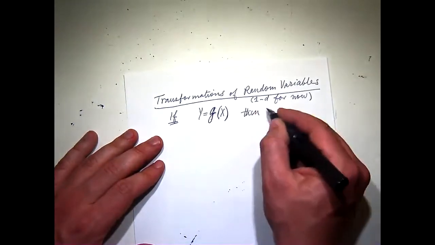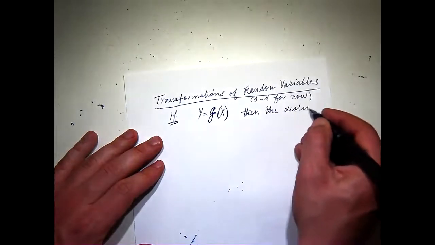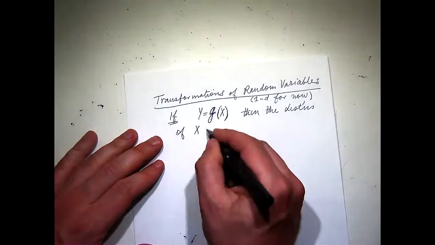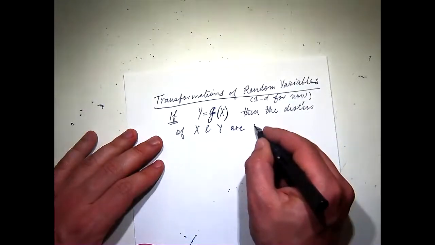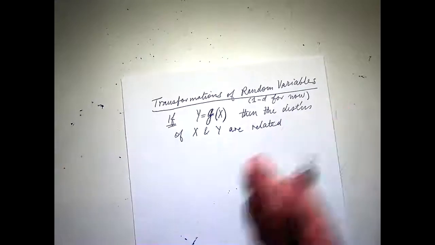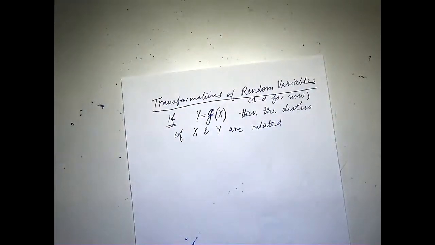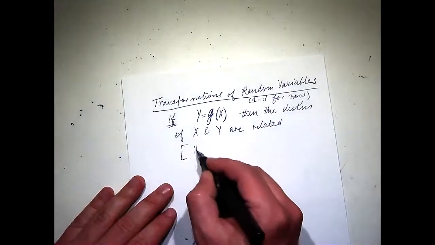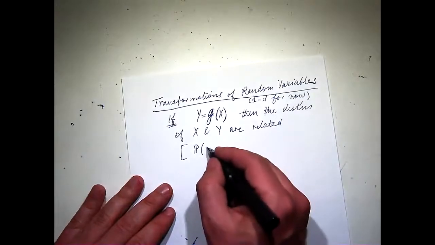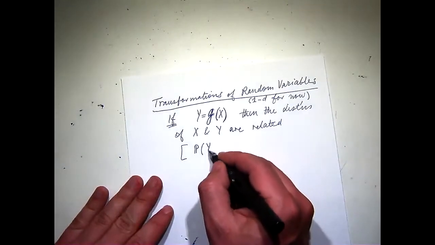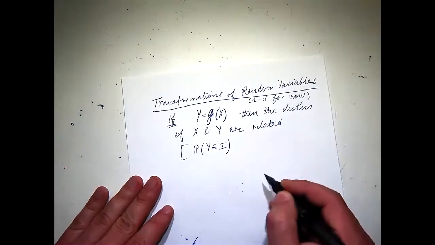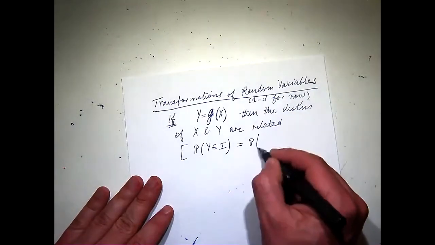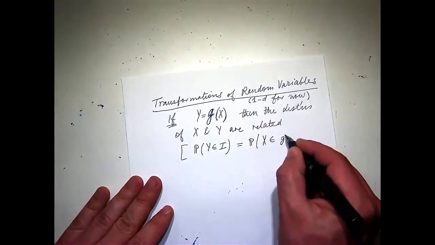Then the distributions of x and y are related, quite obviously. If you know the distribution of x, then in principle you know the distribution of y. You know the chance of lying in every set on the line. But to be more precise about it, you could say the probability that y lies in I, we're always talking about an interval I, is equal to the probability that x lies in G inverse of y.